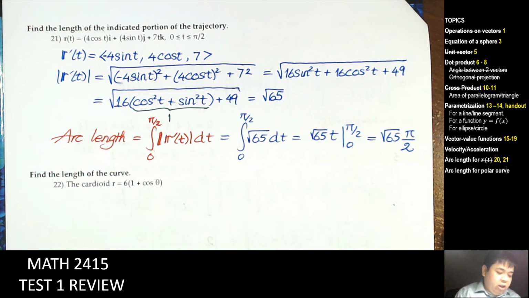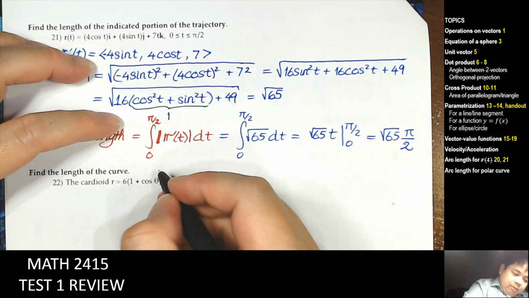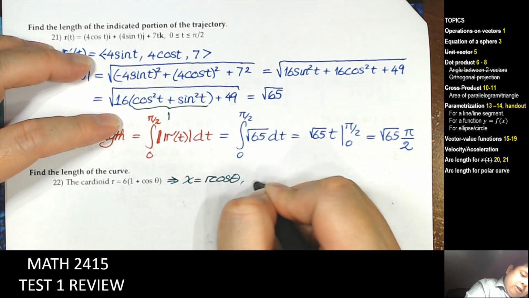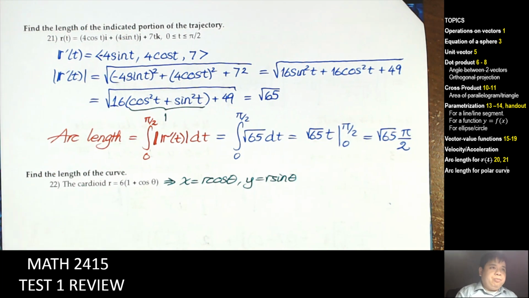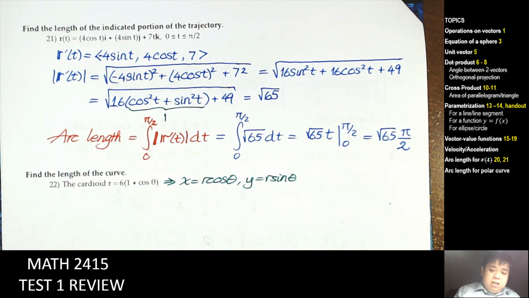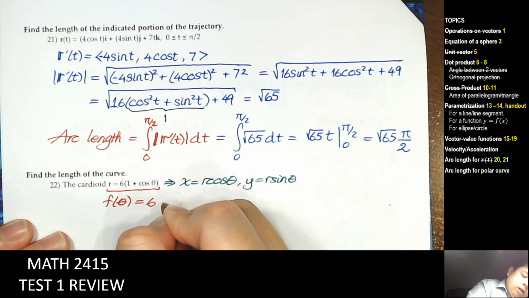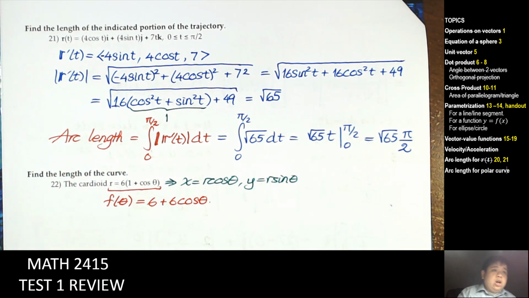Next, we find the arc length of the polar curve. This is r, which is a function of theta. When we have r, then x is equal to r cosine theta and y equals r sine theta. So that is the parametric form. The bottom line is, in this case, we have r as a function of theta. I'm going to multiply it out: 6 plus 6 cosine theta. So it's slightly different.